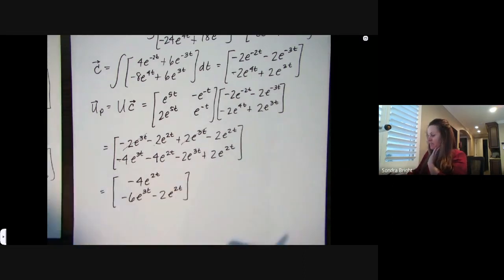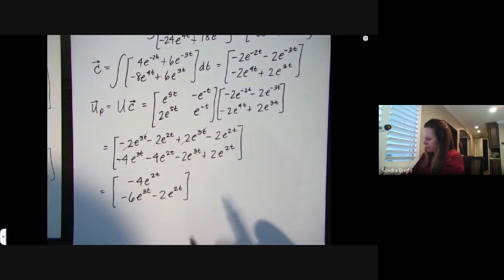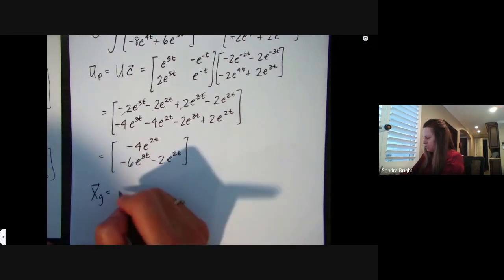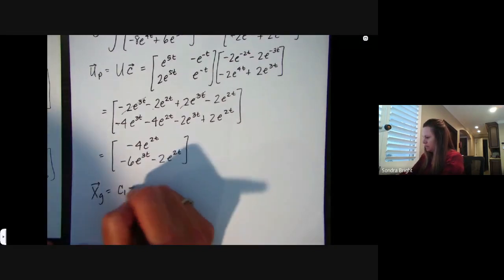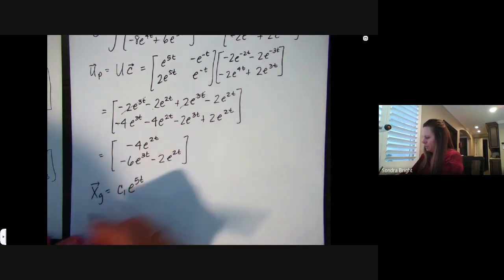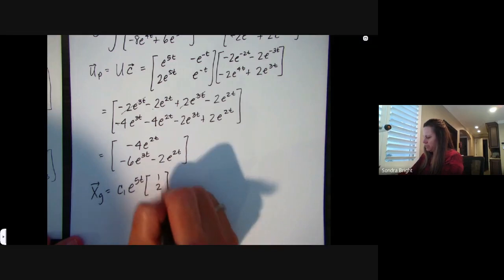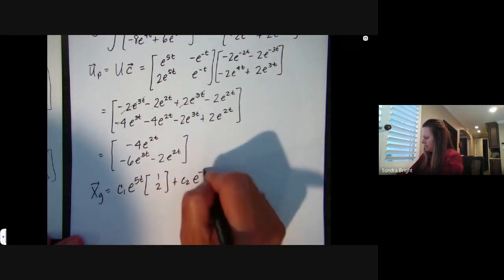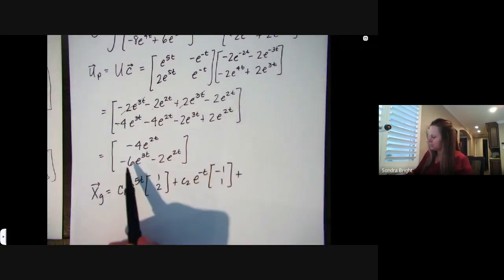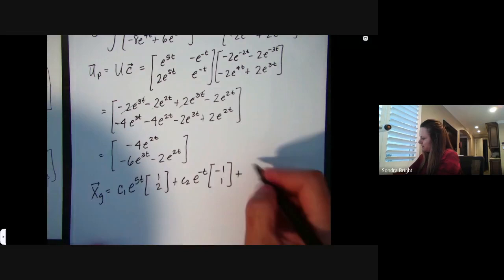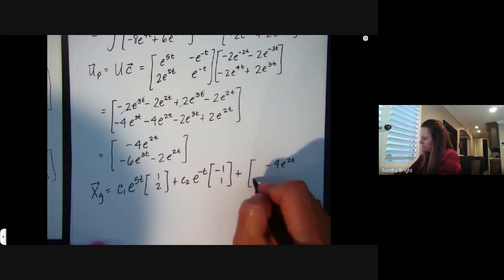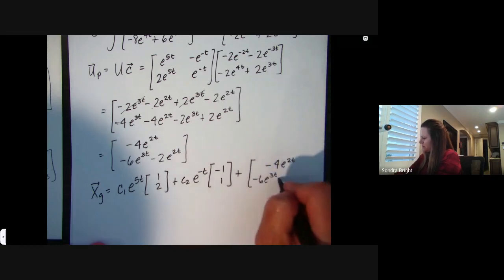That's your particular solution. And so your general solution is going to be the homogeneous solution, which does have those constants in front of each of the solutions, so c1 e to the 5t times 1, 2 plus c2 e to the negative t times negative 1, 1, and then plus, and don't put a c3 times this guy. It's just straight up the negative 4e to the 2t and a negative 6e to the 3t minus 2e to the 2t.